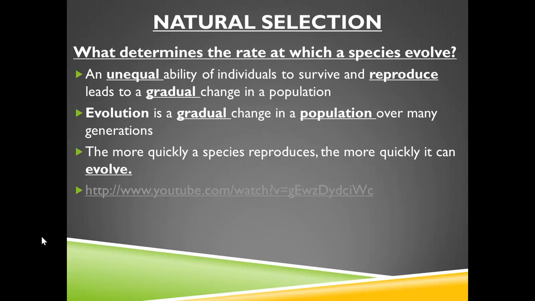All right. What determines the rate at which a species evolves? An unequal ability of individuals to survive and reproduce leads to a gradual change in a population. Evolution is a gradual change in a population over many generations. The more quickly a species reproduces, the more quickly it can evolve. All right, that's about it. That's natural selection.